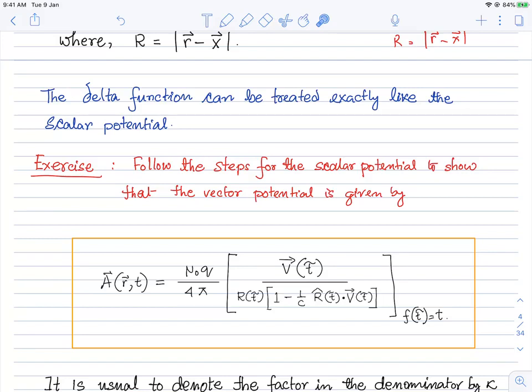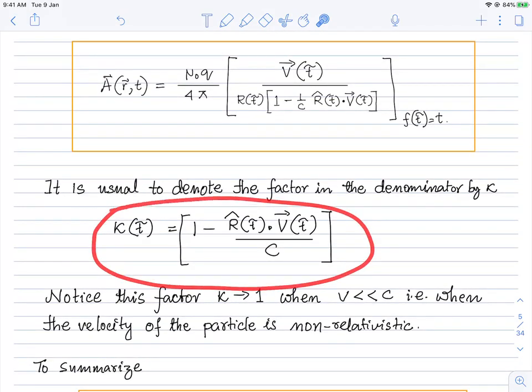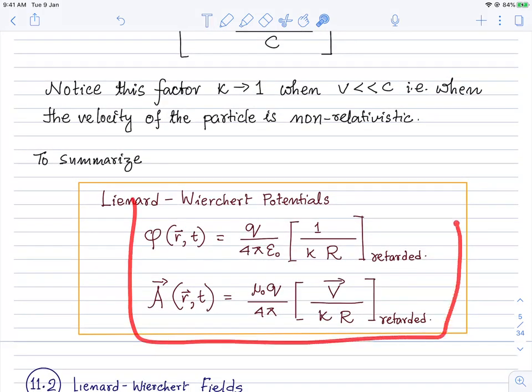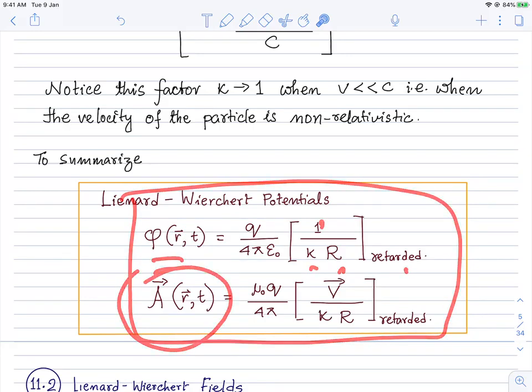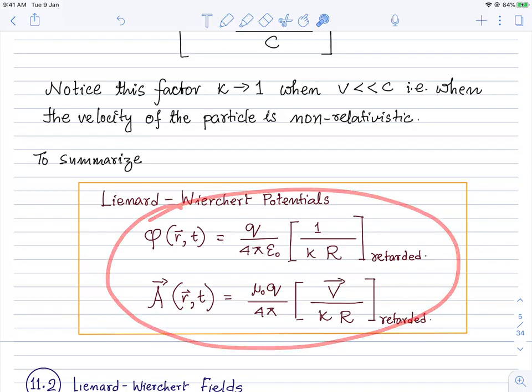Now, let us proceed. Again, this factor is kappa, which I said, and this is going to be a very important factor. So to summarize, we can simply write that phi is 1 over kappa times r retarded, and A is essentially velocity divided by kappa times r retarded. That is what the vector potential is. So that is the full scalar and vector potential for the point charge.